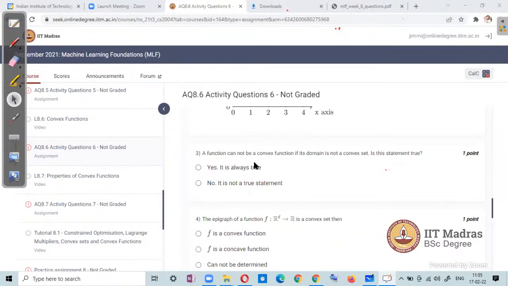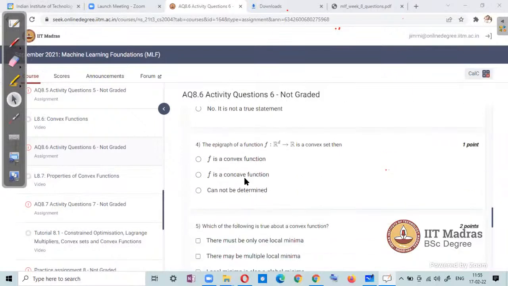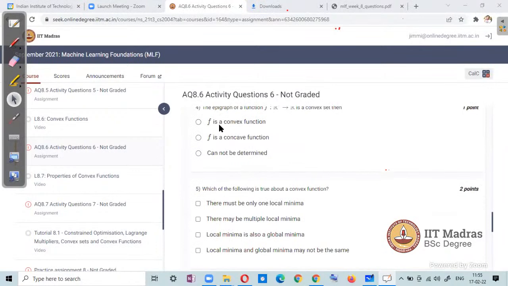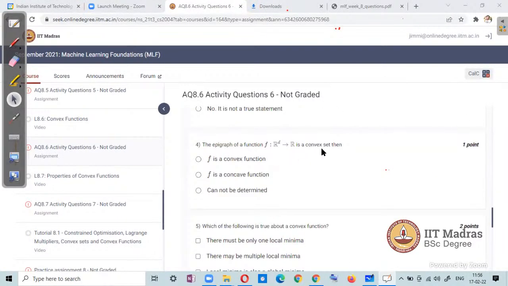A function cannot be a convex function if its domain is not a convex set. Is this statement true? Yes. Sir clearly mentioned in the lecture that if the domain is not a convex set, then the function won't be a convex function. The graph of a function from R^d to R is a convex set when f is a convex function; you can clearly see in this graph that f is a convex function if the epigraph of the function is a convex set.